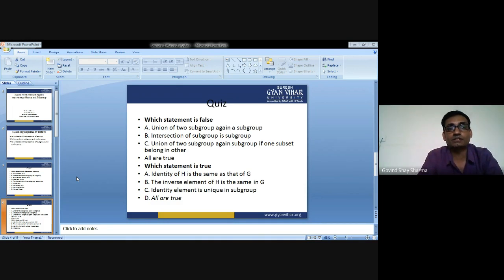Which statement is true? Identity of H is the same as that of G. बिल्कुल सही. The inverse element in H is the same as in G. This is also right. Identity element is unique in a subgroup. बिल्कुल perfect. Definitely right, because G and H have the same identity element. And all are true. Definitely the fourth option, D, is absolutely right.